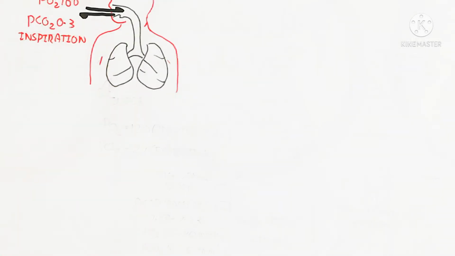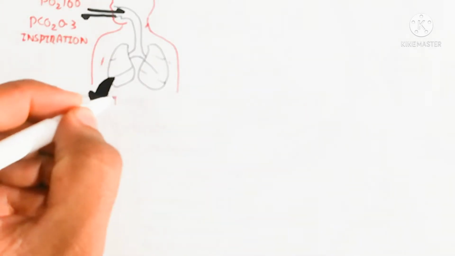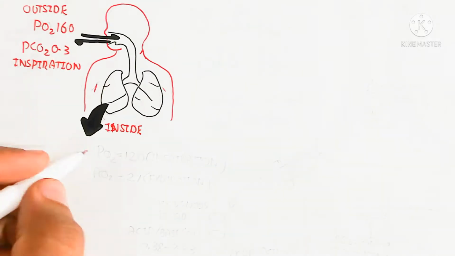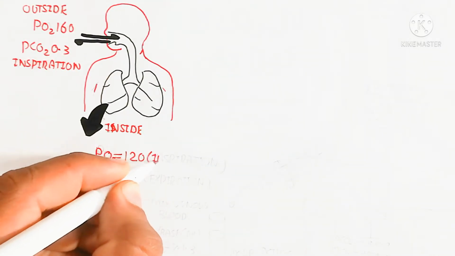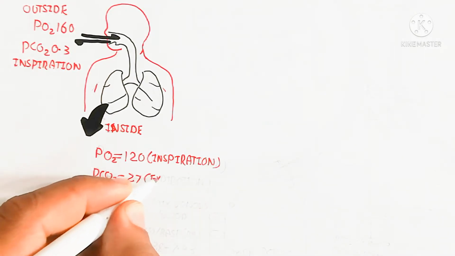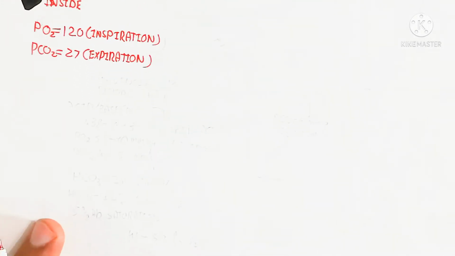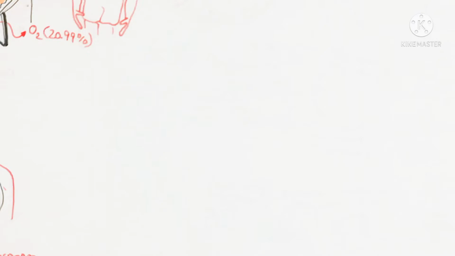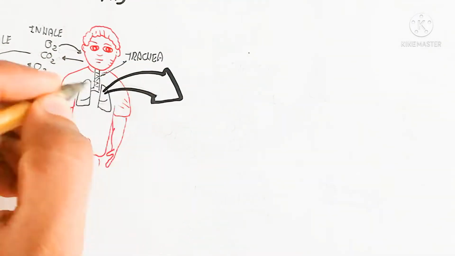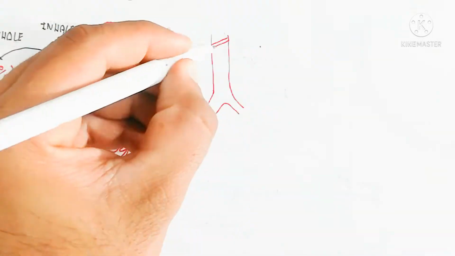While the carbon dioxide in the atmosphere is 0.04%, expiration will occur because the partial pressure of carbon dioxide inside is higher. Inside the lung the partial pressure of oxygen is 120, so that is why inspiration will occur, and carbon dioxide is 27, so that is why expiration will occur.